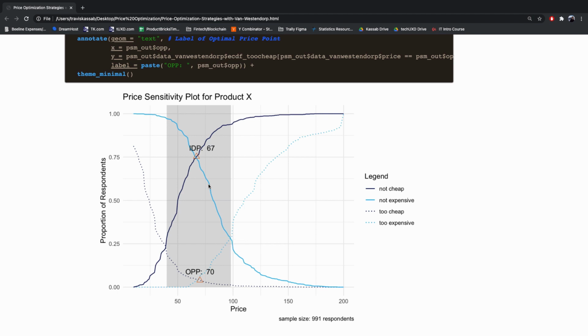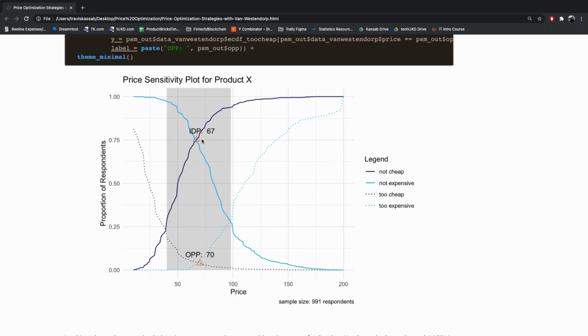And it's kind of vice versa flipped for this upper bound here. Let's talk about optimal price point. It's the intersection between the too cheap cumulative distribution and the too expensive, right? So it's a meeting here. It's an intersection point. And Van Westendorp argues that this is the point of least purchase resistance for customers. So he argues that this is the optimal price point, and that's how it's determined.